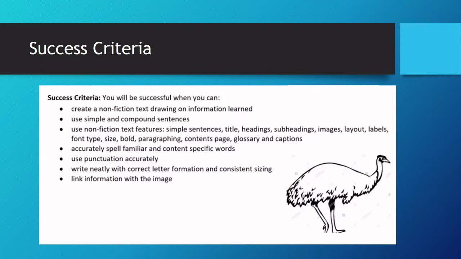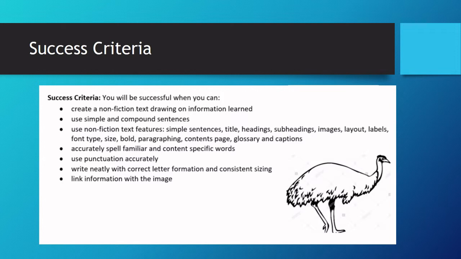The success criteria, this is like all of the things that we would assess your student on. So these are our 5-star, and we talk about them in classroom as 5-star learning. So you will be successful when you can create a non-fiction text drawing on some information learned. Use simple and compound sentences.